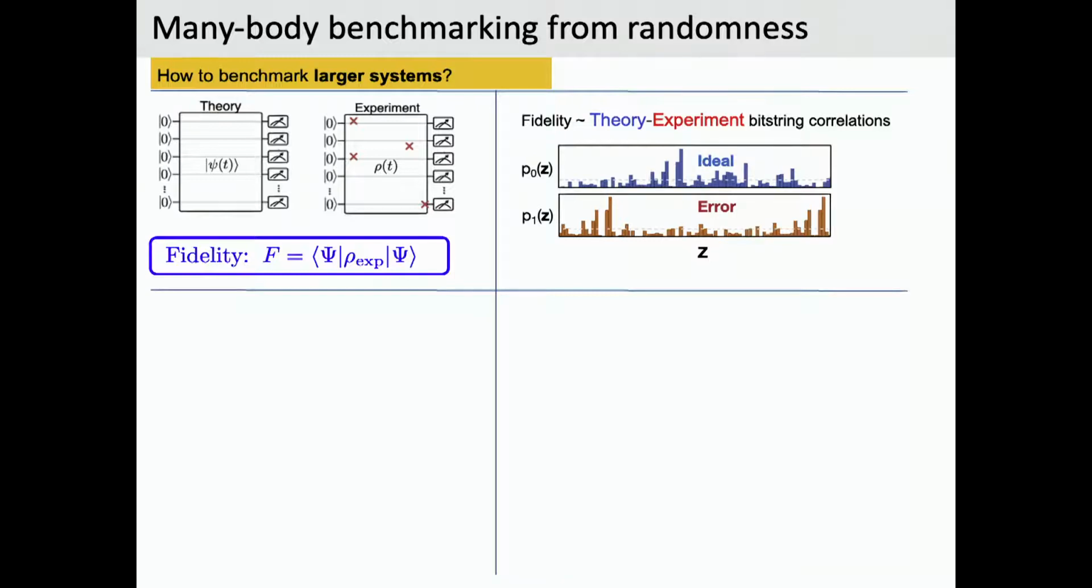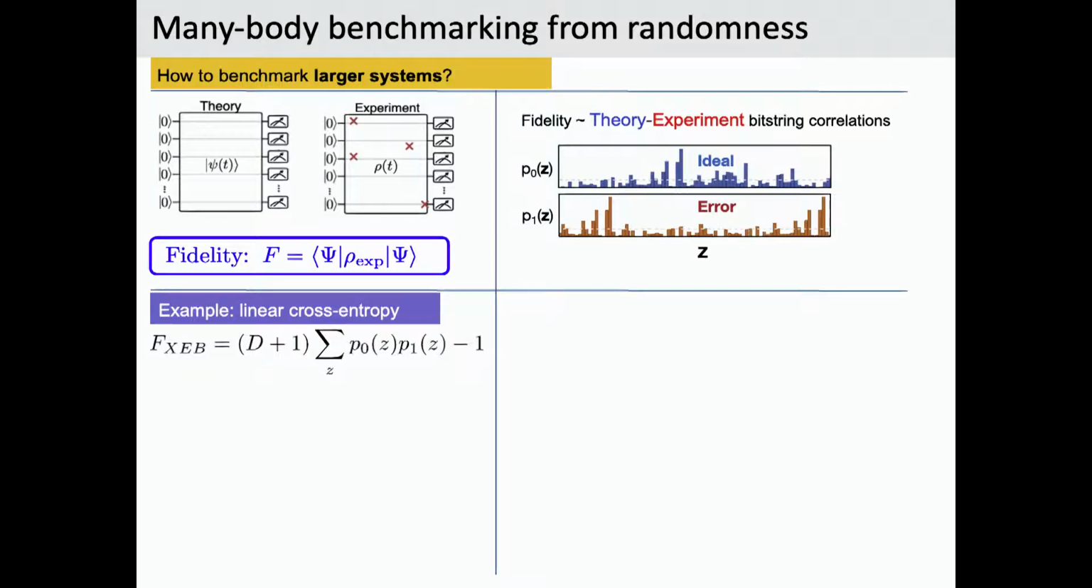Okay, that's maybe a little bit abstract. But it has been used before, and a good example is the linear cross entropy that is used in Google's quantum supremacy experiment, and it's nothing else than a correlator of output statistics if you look very closely. And it turns out, under certain circumstances, this is actually a proxy for the fidelity with pretty high precision, actually.